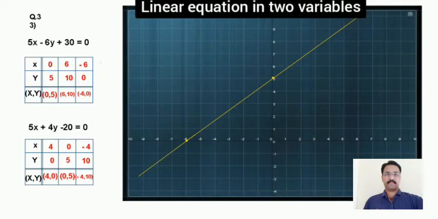Now (4, 0). Where is it? On the x-axis. (0, 5) again is on the y-axis. Then (minus 4, 10) is in the second quadrant. Here it is. Now from these 3 points, again we have to draw the line. Now, where these 2 lines intersect, here it is. That is the coordinate (5, 0). Understand?